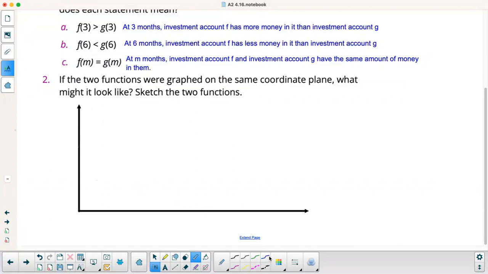So if F is my blue graph, here's F. G is going to have to start out less, and then at some point it's going to have to pass it up. So here's m right here. That's where they're equal. Maybe 6 is over here, and then 3 would be maybe like here somewhere. So at 3, F is above G. At 6, G is above F, and then at m, they're equal. It looks something like that.